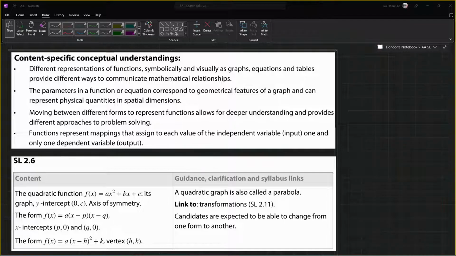Hello everyone! This video will be on the 2.6 section of the IBAA curriculum. Please pause the video for a second to look at the concepts, content, and formulae for this section.